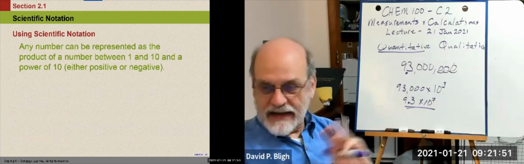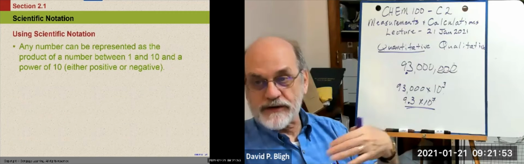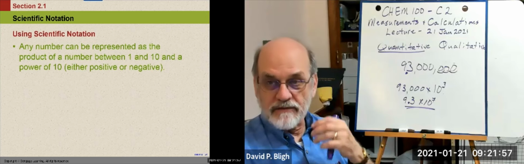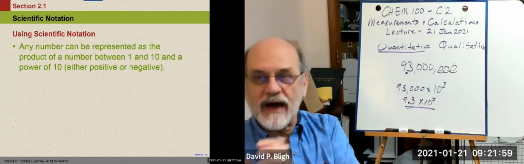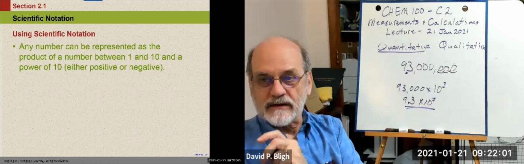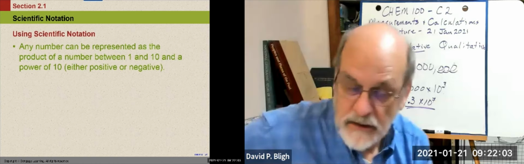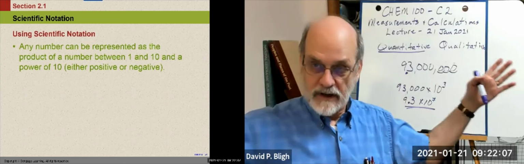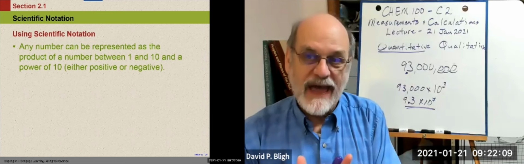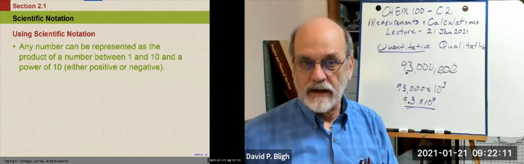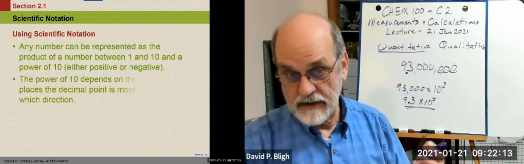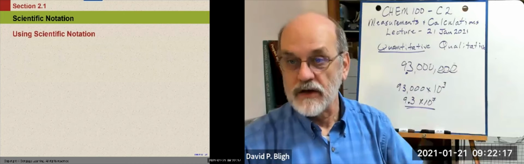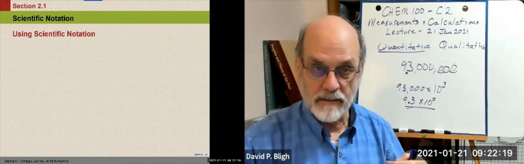Any number in our decimal system can be represented as a product of that coefficient times a power of 10. And that makes it possible to take huge numbers, as in our example, and shrink them down into something more manageable. But it's not just huge, large numbers. You can have very, very, very small numbers also.